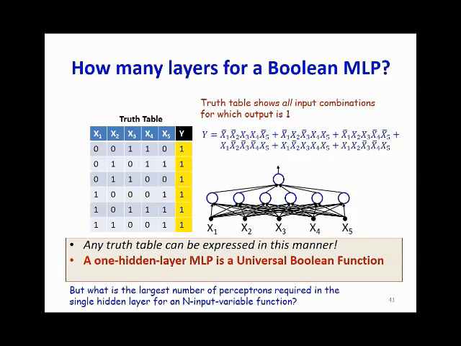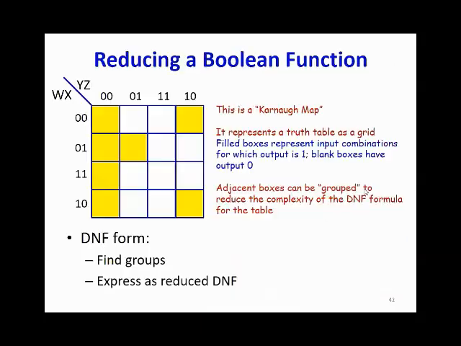But then, if I do decide to just construct it using only one hidden layer, how large will the MLP get? How many neurons will I require in this one hidden layer to represent an arbitrary function of n variables? In other words, how large is this DNF formula going to get? To answer this question, I am going to look at the truth table in a slightly different way. I'm going to look at it in the form of a Karnaugh map.